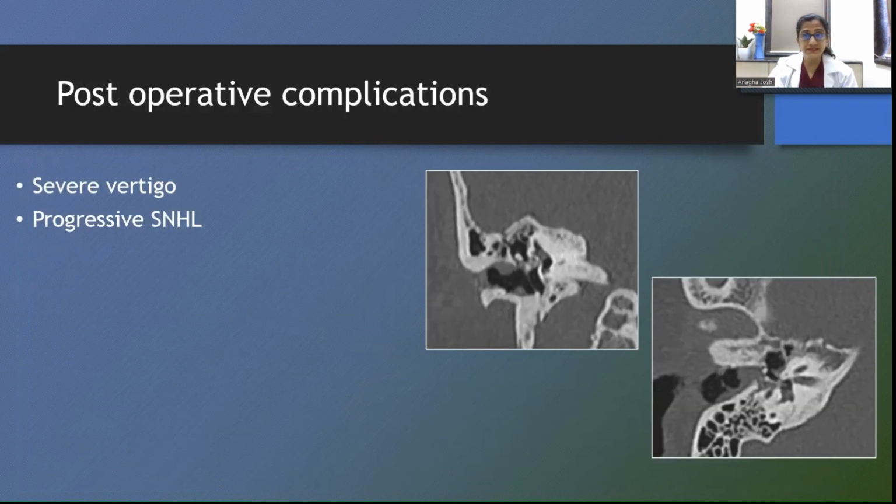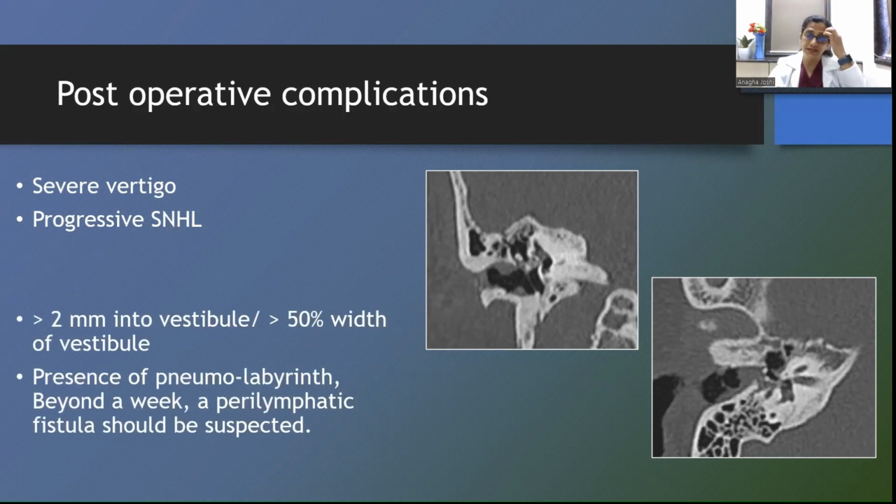You can also do a CT scan if the patient presents with post-operative complications, such as vertigo or severe progressive sensorineural hearing loss. You can see the CT scan was done in a patient who had severe vertigo and progressive SNHL post the surgery, and can find that the piston projecting into the vestibule for more than 50% of the width of the vestibule, and also there is presence of the pneumolabyrinth.